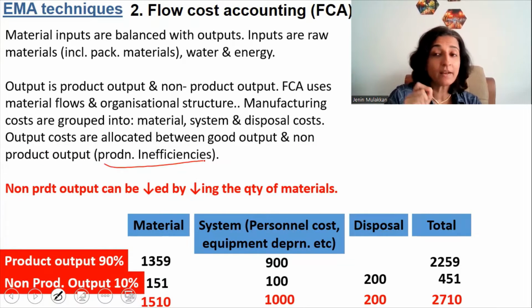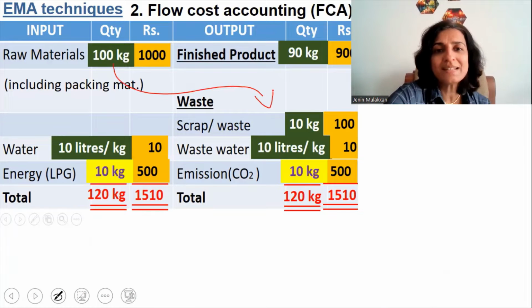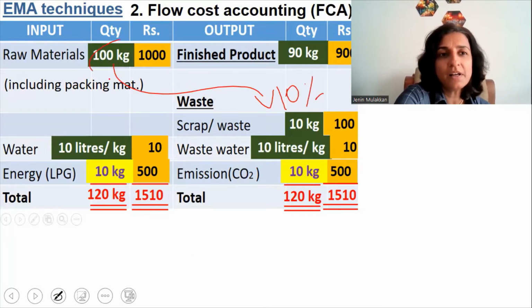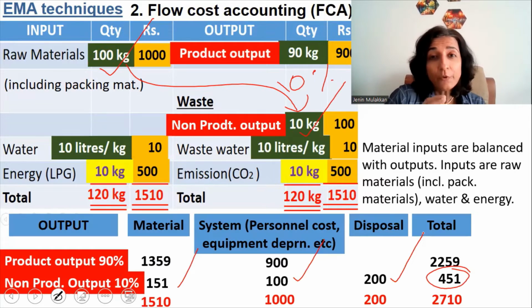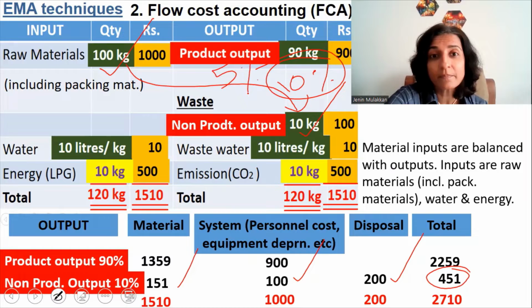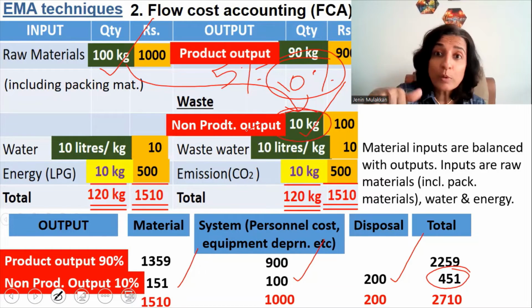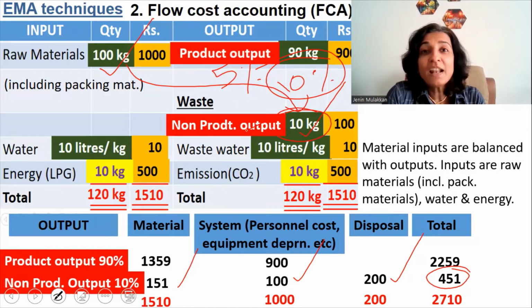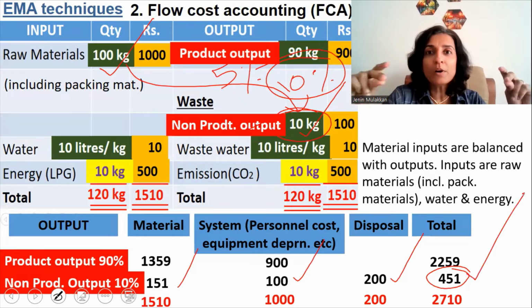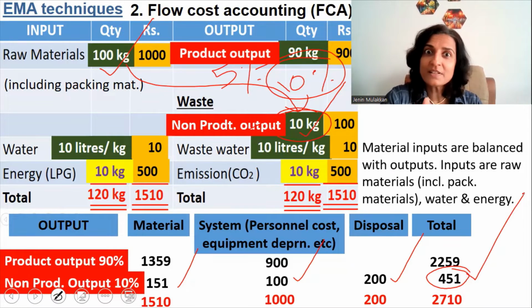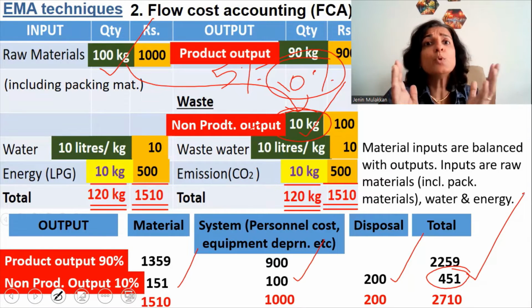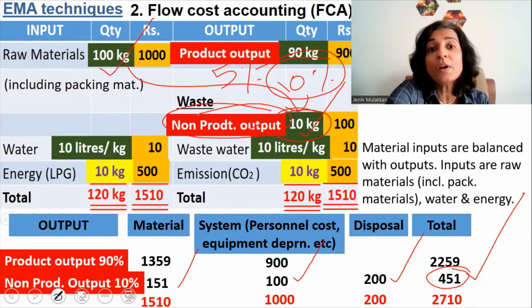Now, this word is very important. In our example, the normal loss was 10%, right? Because 100 kg into 10% is 10 kg. If you can improve the production process, that is, instead of the normal loss being 10%, if the normal loss is reduced to say 5%, then definitely this non-product output will also reduce, right? Instead of 10 kg, we will have only non-product output of 5 kg, which means that this entire 451 rupees will be reduced in half. See the difference? So that is the logic applied in flow cost accounting. What they are saying is try to improve the production efficiency so that this non-product output can be reduced.